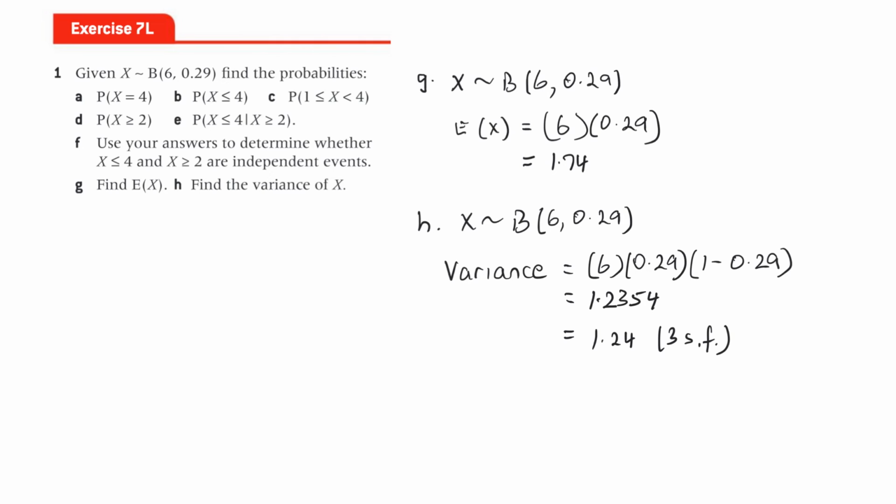Find the variance of x. Well, there's a formula for that too. Given that x is distributed binomially, and we've got n is 6 and p is 0.29, the variance, which you will find in the formula book, is 6 times 0.29, which is p, times q, and sometimes you'll see this represented as q. Here it's represented as 1 minus p. It's binomial, so 1 minus p is equal to q. And we get 6 times 0.29 times 0.71, and we get 1.2354, or 1.24 to three significant figures.